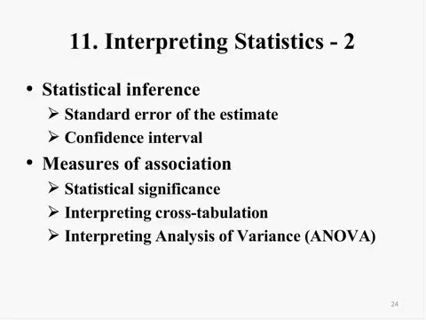Then we have interpreting cross-tabulation. We looked at a cross-tabulation chart earlier. That's also known as a contingency table analysis, and it's used to assess relationships between 2 categorical variables. And then we have interpreting analysis of variance. This is used to measure the degree or extent and significance, there's that word again, of relationships between a categorical variable and a continuous numeric dependent variable.